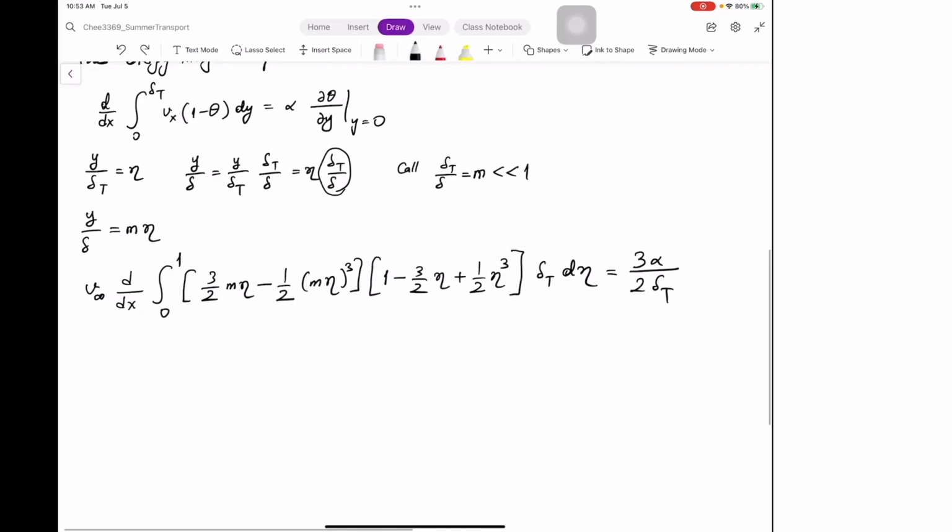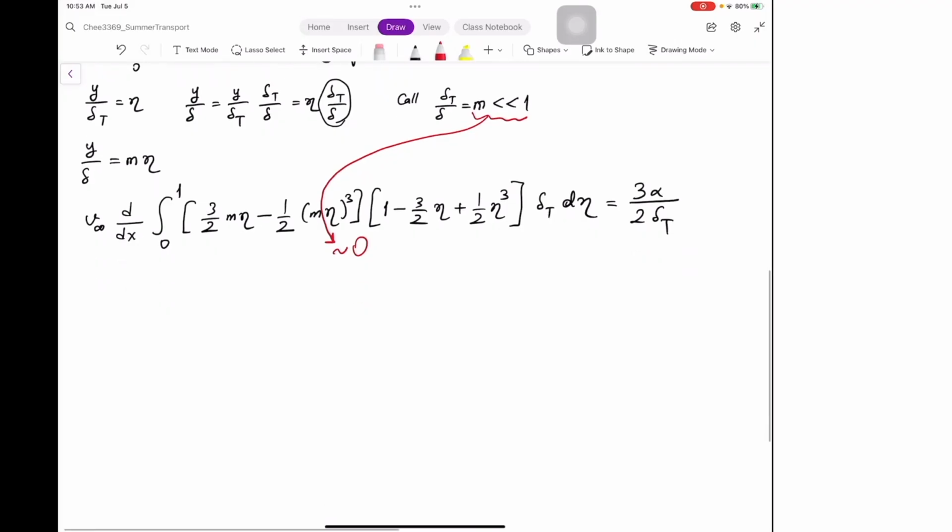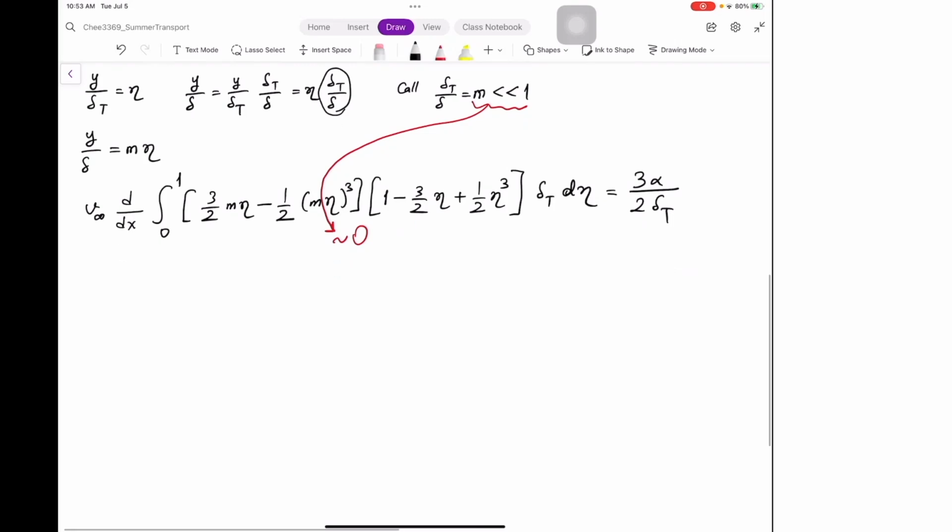Let's do some simplifications. We know that m is much smaller than 1, right? So the third order power, we can approximately make it vanish. Practically it's 0. What you get is basically V infinity d over dx, and you have this delta t here. I take it here, delta t, and it's the only thing that changes with x.